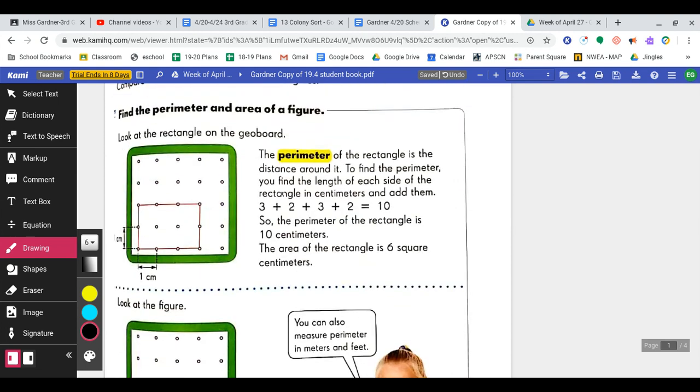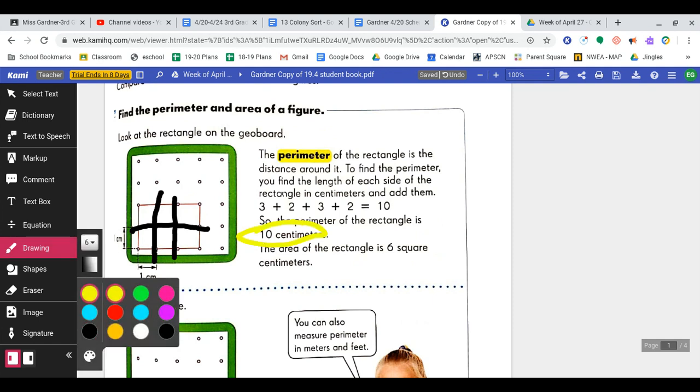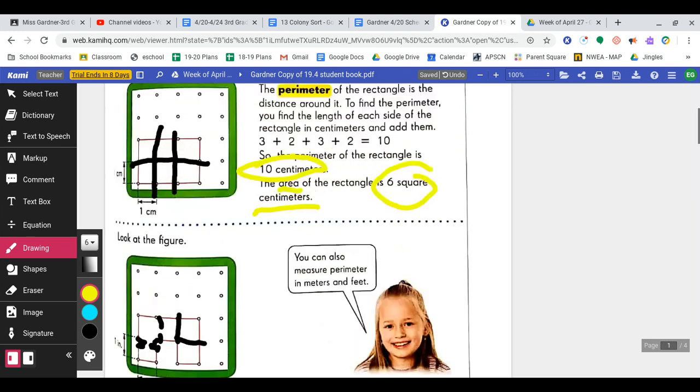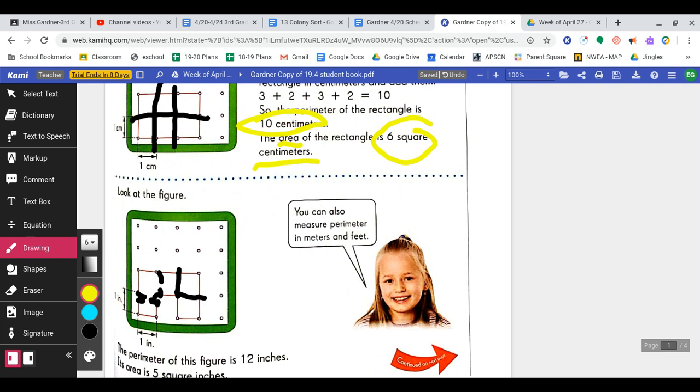If we were to find the area of the rectangle up here, we could draw lines where all of those pegs of the geoboard are and count up how many square centimeters there are. 1, 2, 3, 4, 5, 6. So the perimeter may be 10 centimeters. But the area of the rectangle is 6 square centimeters. And we still have to talk about it as square centimeters because we're talking about how many individual squares could fit inside of it, rather than how many inches over here is it all the way around the shape.